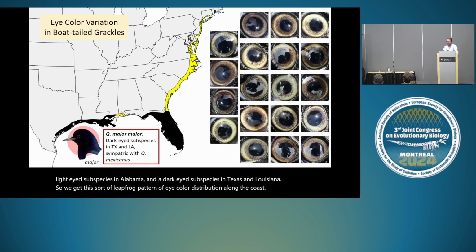But actually, I should point out that it's maybe a little bit more complicated than that. These are a bunch of photos that I have taken all in Louisiana. These are supposedly the dark-eyed subspecies. So as you can see, there's actually quite a bit of variation. This is at a couple of localities very close to each other.